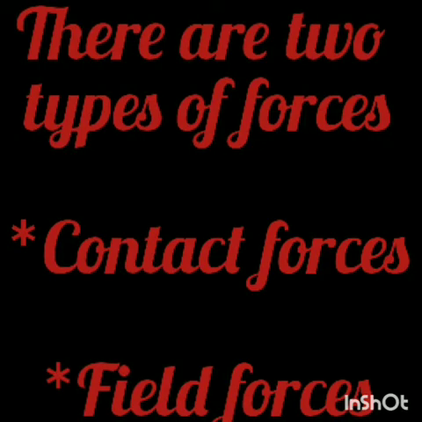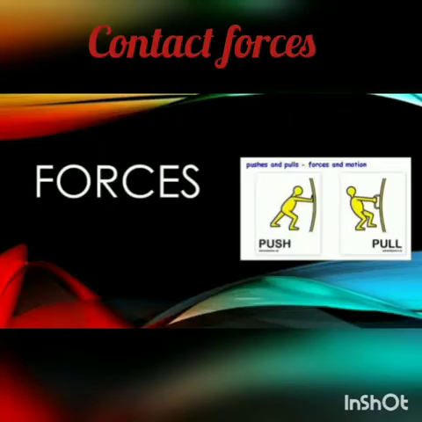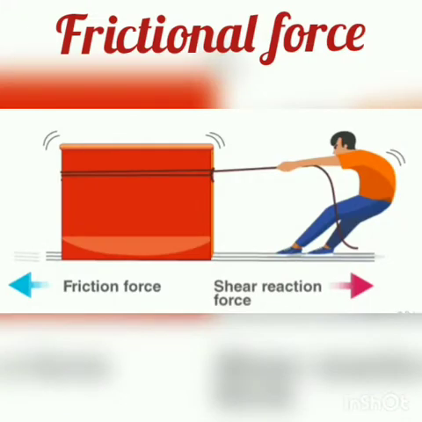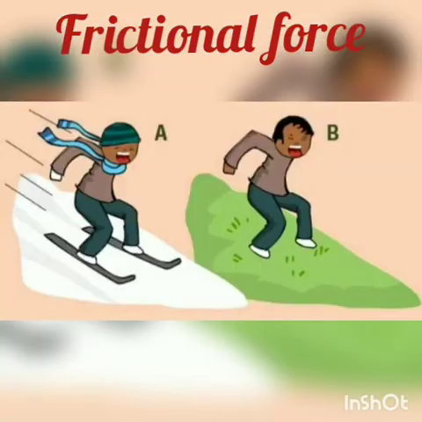Let us explore. There are two types of forces, contact forces and field forces. Contact forces. Contact forces happen when objects touch each other. Types of contact forces include frictional forces, muscular forces, and elastic forces. Frictional force. It is a force that acts between two objects that are in contact with each other. It slows down or stops the movement between two surfaces that are touching each other.